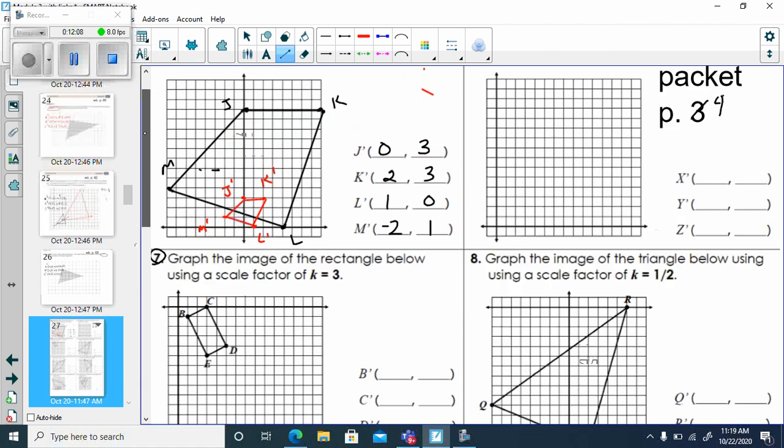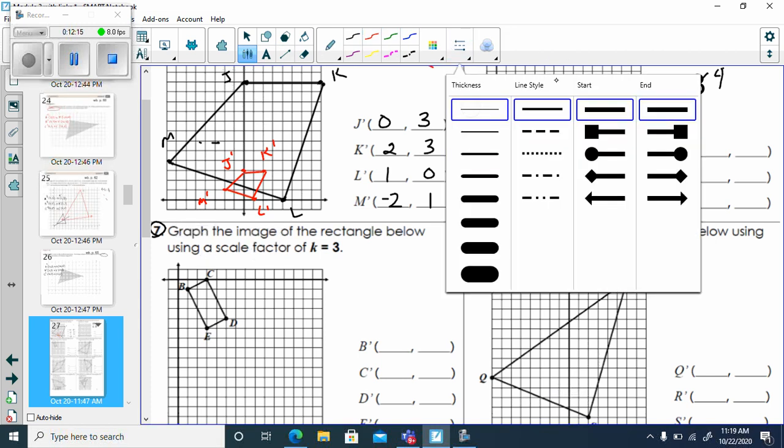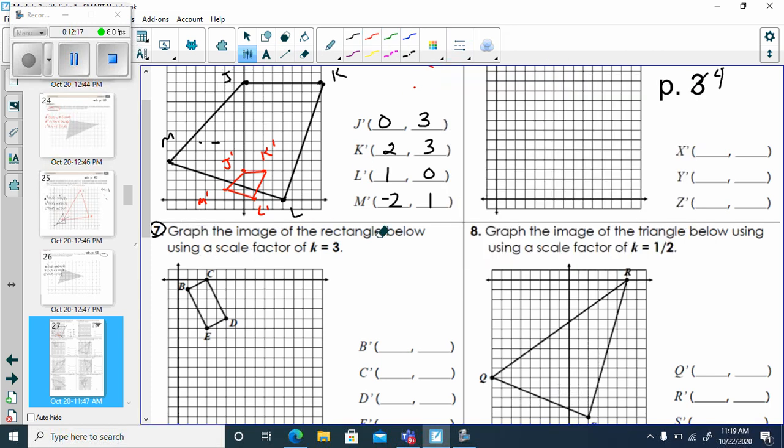They've already graphed this. On 7, they've already graphed it. And what they're saying here is very simple. They say, graph the image of the rectangle below using a scale factor of 3. So I need to make these 3 times bigger.